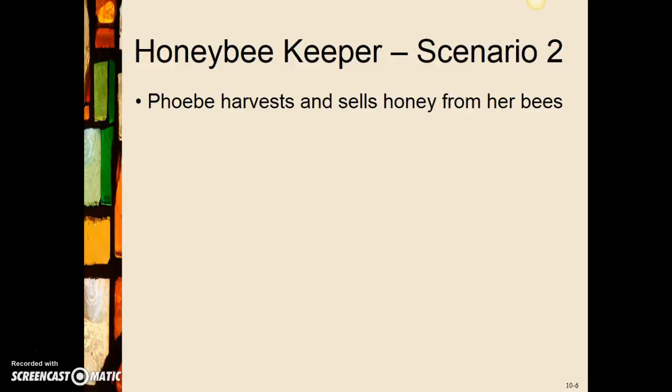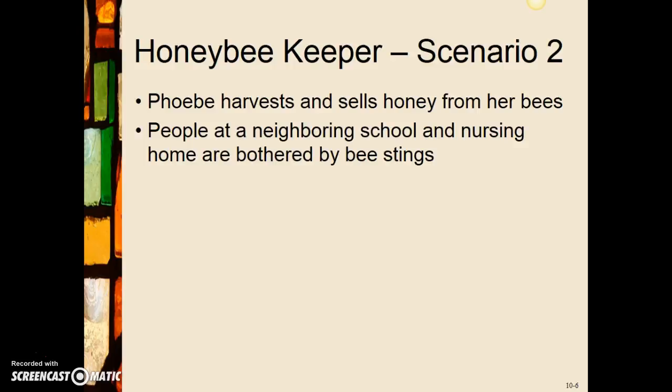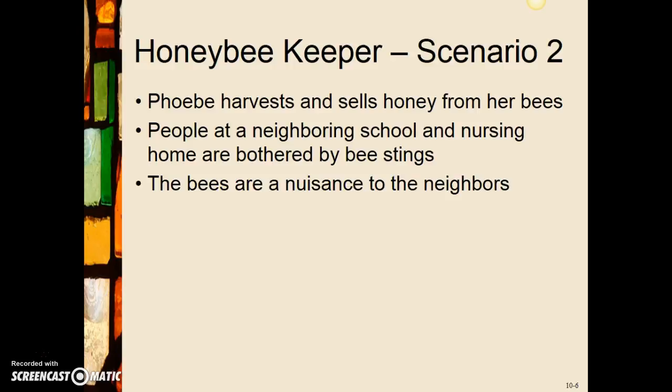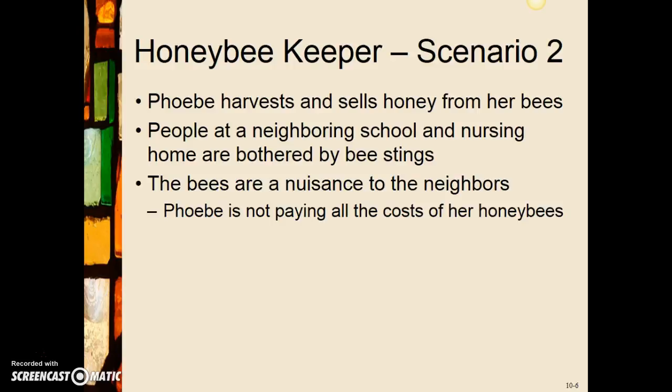So now let's look at another scenario. Now instead of Phoebe's neighbors being an apple orchard, her next door neighbor is going to be an elementary school and a nursing home. And so now she's imposing a cost on her neighbors instead of giving a benefit to her neighbors. These bees are a nuisance. Phoebe is not paying any of the costs of the bee stings.